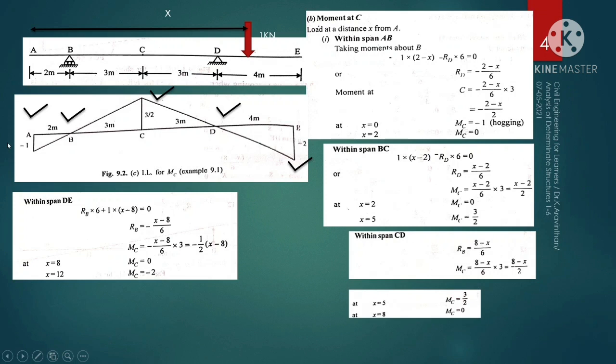Right now we have found the influence line for all the span. Now how to understand this? If any load is moving at the point C, the positive moment is 1.5 and the highest negative moment is at the point E, that is minus 2. So this is how we have to understand the influence line.